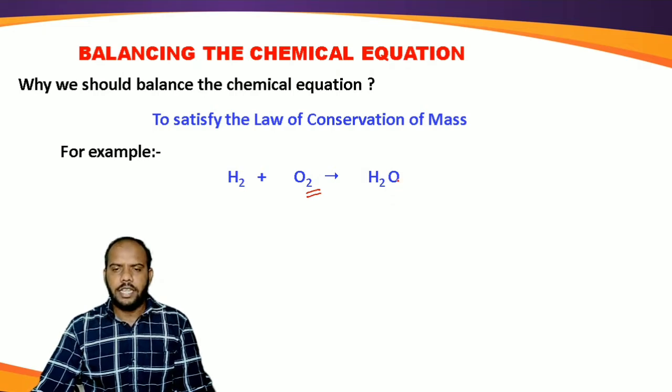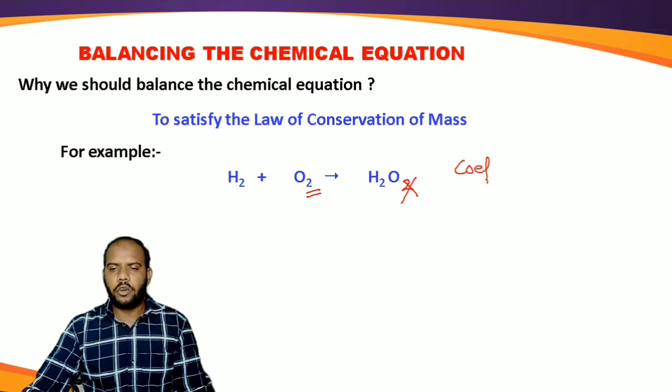Then what should we do? We should keep 2 here. But we should not change the subscript; if you keep 2 here, it is wrong. So always keep the 2 on the coefficient side. What do you mean by coefficient? In the molecules, the front side is what we call the coefficient. So here we should write the coefficient. How many oxygen are needed? 2 oxygen. So we have to write 2 here. Got it children? 2 here.